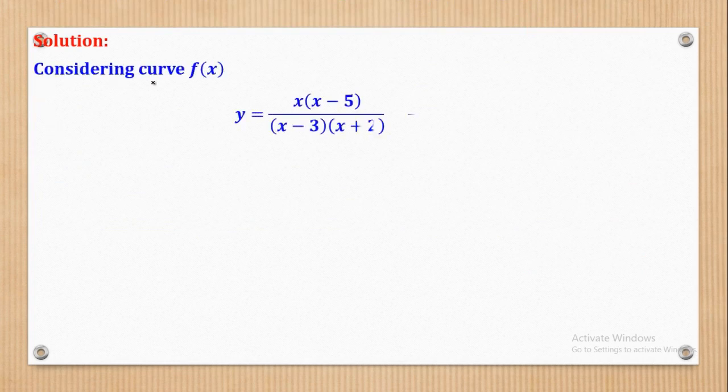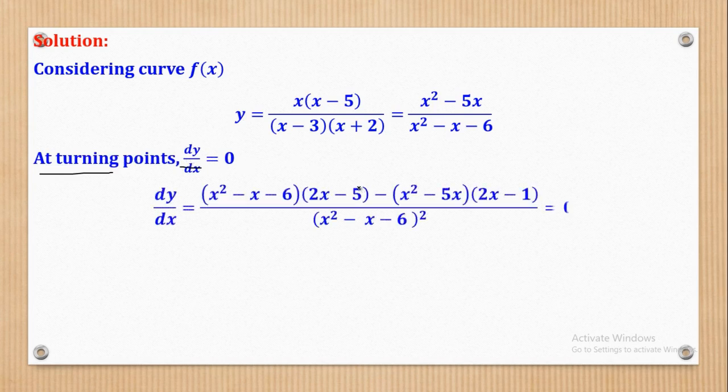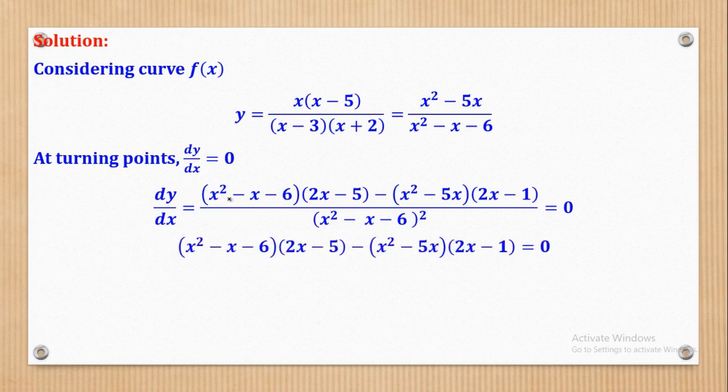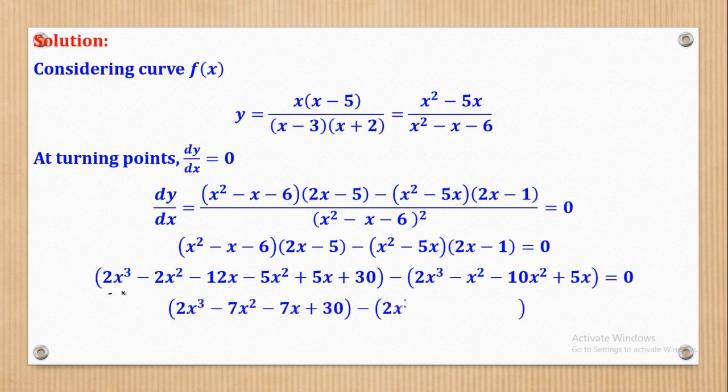So considering curve f(x), the question says to show that it has no turning points. So let's first say at a turning point dy/dx equal to 0. So differentiate using the quotient formula and equate to 0. Cross multiply to equate the numerator to 0. Then open brackets: for these two brackets it will be that and these two brackets will be this. Then reducing this bracket is that and reducing this bracket is that. Then for the whole expression, you shall come up with that.